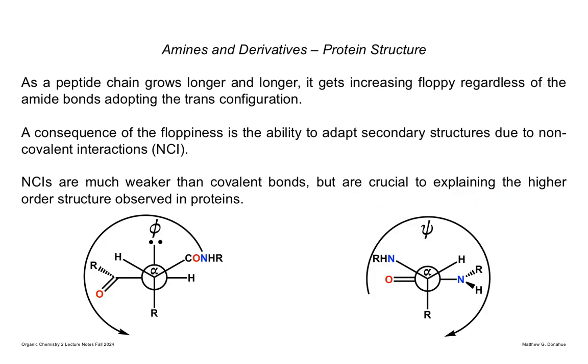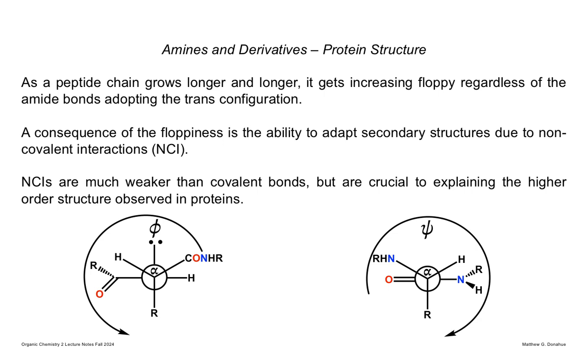So as the peptide chain grows longer and longer, it gets floppy, right? Regardless of the trans configuration. So the floppiness impacts the secondary structure, as we'll see, due to the non-covalent interactions that will form. And so these are just some Newman projections of what we're looking at for those two different angles. What are we trying to minimize?